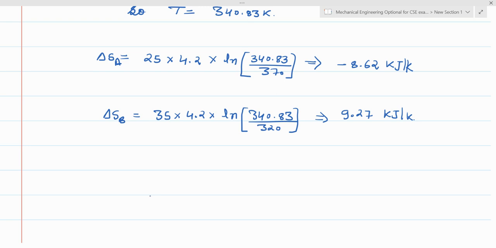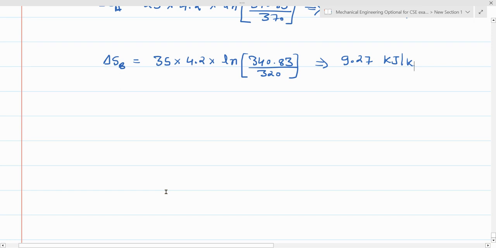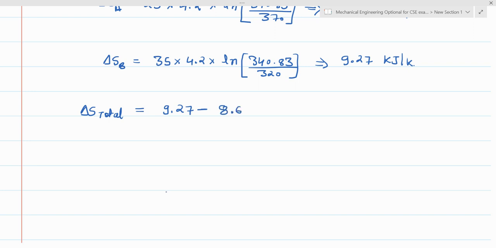Now we have to calculate the net entropy change during the process. So it should be equal to the summation of delta SA and delta SB. So delta S total should be equal to 9.27 minus 8.62. Now this comes out to be 0.6502 kilojoule per Kelvin.